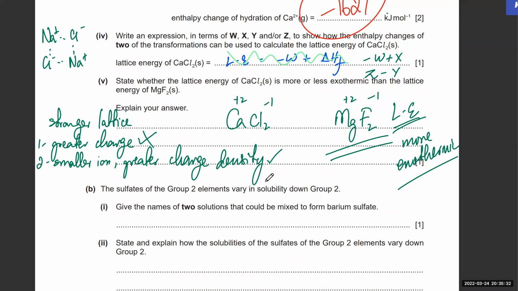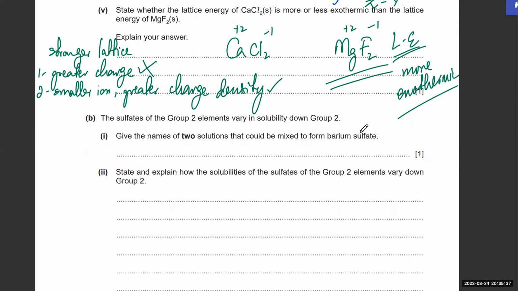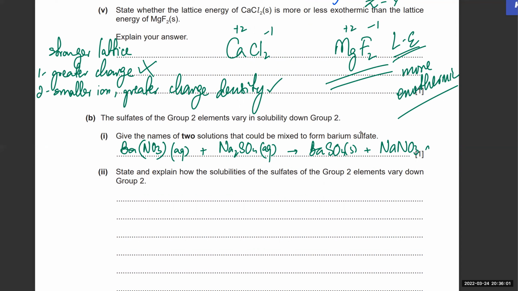The sulfates of group 2 elements vary in solubility down group 2. Give names of two solutions that could be mixed to form barium sulfate. That's ionic precipitation. You can use aqueous barium nitrate, since nitrates are all soluble, and mix it with any soluble sulfate. Sodium sulfate would be helpful. If you mix them together, they're going to form a precipitate of barium sulfate, which is a solid. What's left in the solution is going to be aqueous sodium nitrate. Why does ionic precipitation happen?